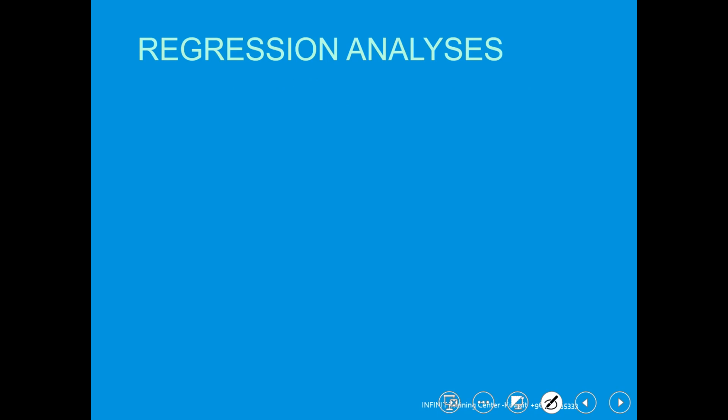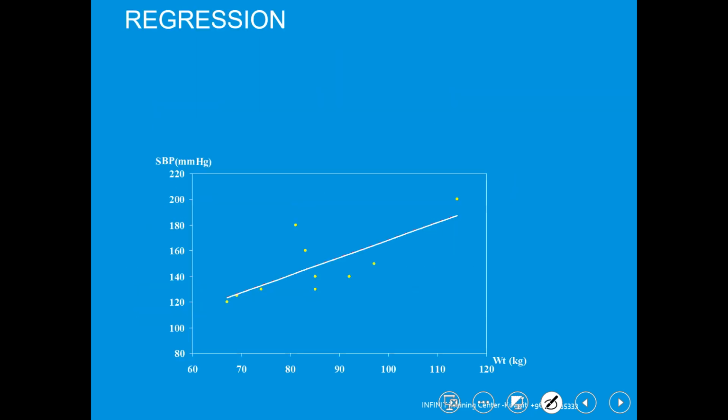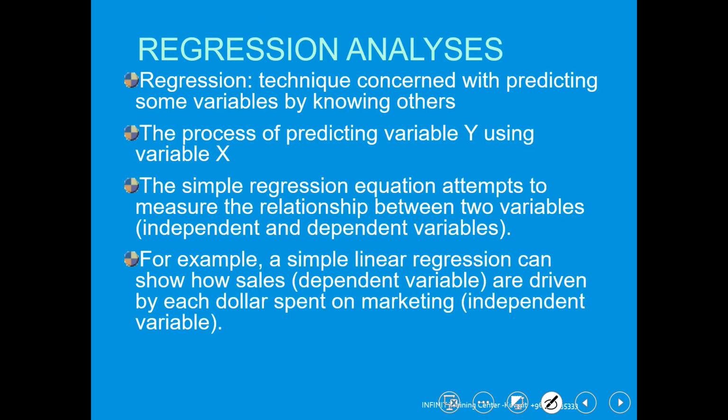So having understood all these things, now we can start regression analysis. In the beginning I said regression analysis means predicting a future value by incorporating the values, or the relationship of those values, that happened in the past. So we can see here what regression is. Regression is a technique concerned with predicting some variables by knowing others. Or precisely, we can say it is the process of predicting the variable y using variable x.